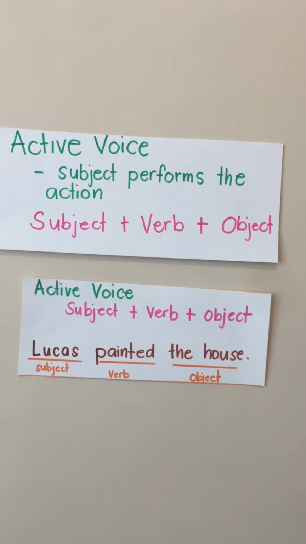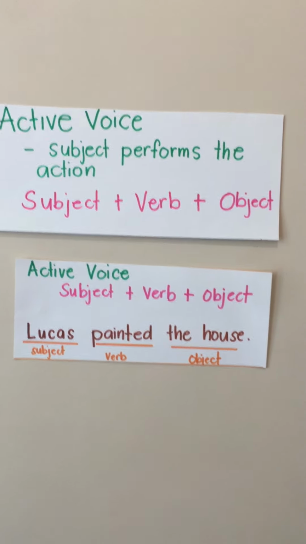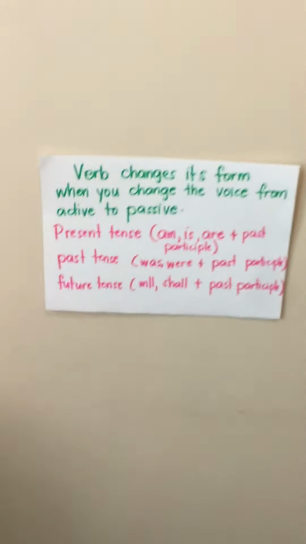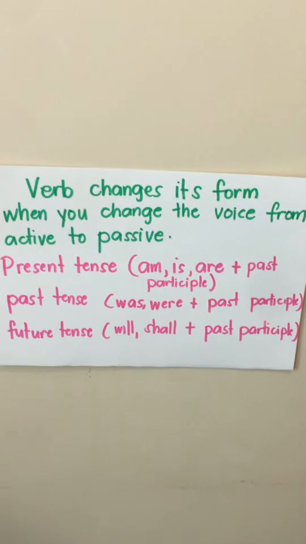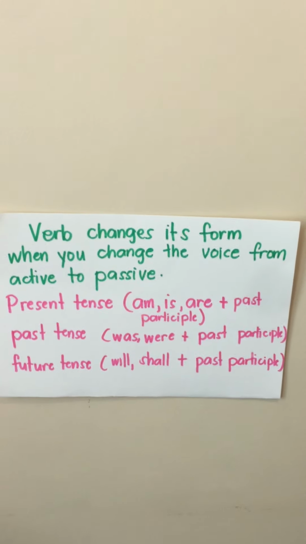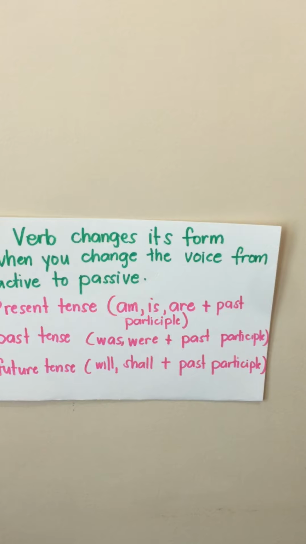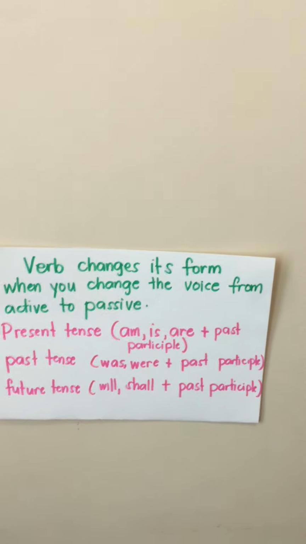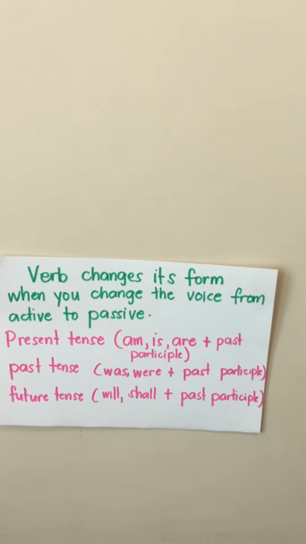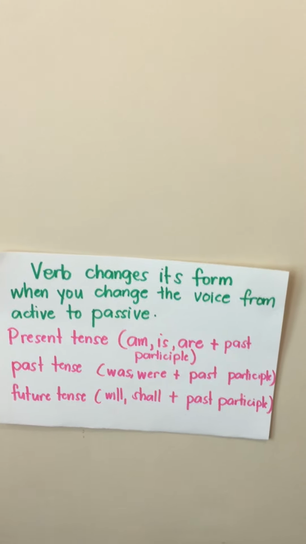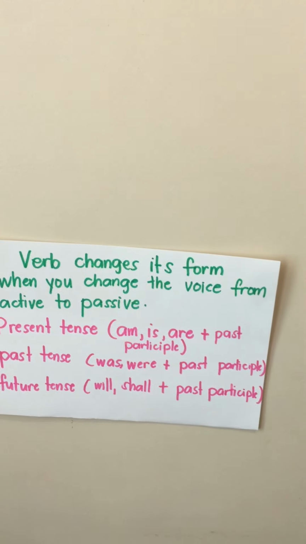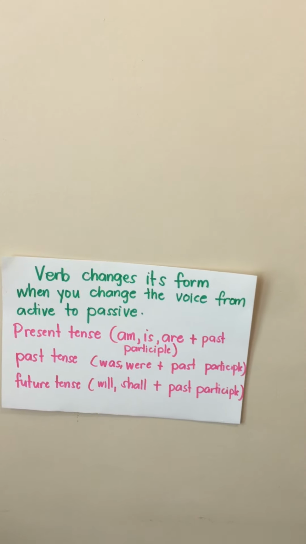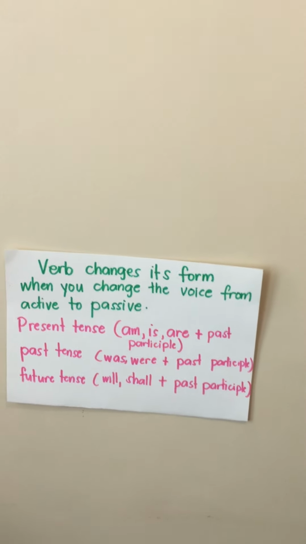Kailangan lang ba natin balik-baliktarin yung sentence structure so that we can get the passive voice? No, we have to consider that the verb changes its form when you change the voice from active to passive. So first thing, we have to check the tense of the verb. Is it in present tense? If it is, you have to use the be verb am, is, are plus past participle. While if it's in past tense, you have to use was, were plus past participle. And then for future tense, it's will, shall plus past participle.